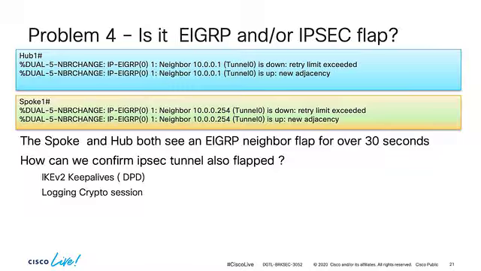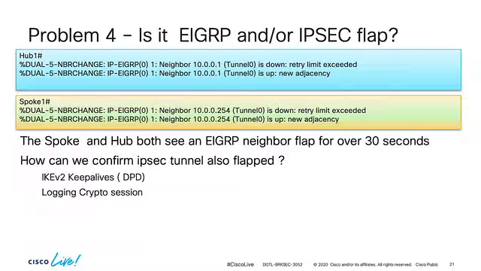We take a look at the hub syslogs, and it says tunnel 0 is down, and as far as the adjacency is concerned, the EIGRP adjacency is going down. And we look at the spoke, we are seeing the same issue. What is very interesting is both the spoke and the hub see an EIGRP neighbor flap for over 30 seconds. So in this particular case, there is no information about the IPsec tunnel.